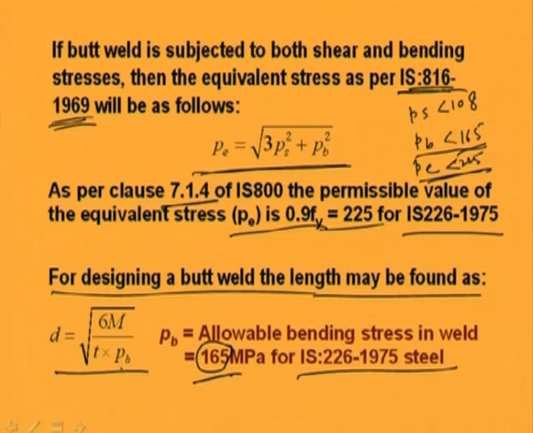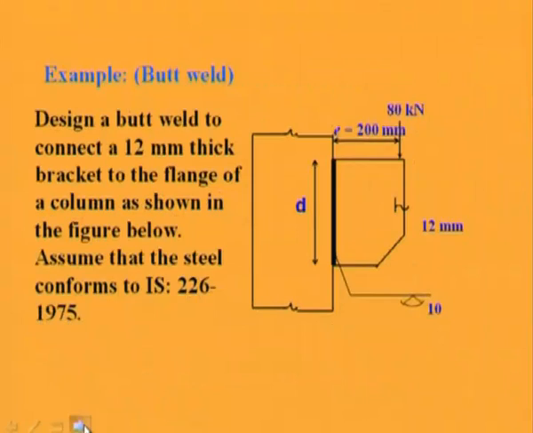So if I put this value 165 MPa, I know the value of m, which is P into E, and I know the size of weld, or I can assume the size of weld. So from this I can find out the value of D. So with this theory we have to design the butt weld. This will be clear if we go through one example. Now let us see the example.